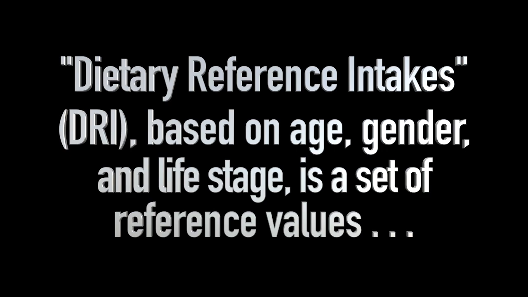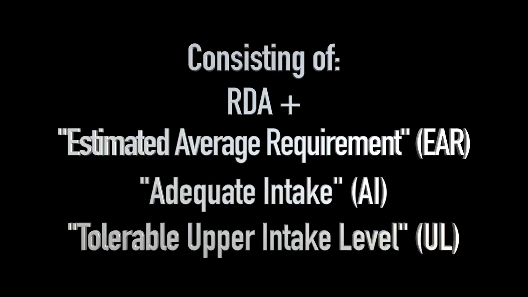The DRI, which is specified on the basis of age, gender, and life stage, is a set of reference values consisting of the RDA plus 3 additional reference values: the estimated average requirement, also known as the EAR, the adequate intake, also known as the AI, and the tolerable upper intake level, also known as the UL.